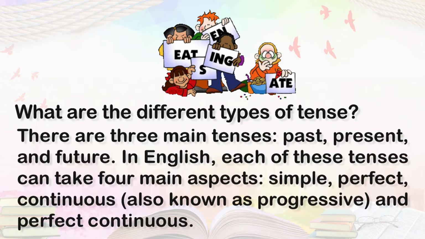There are three main tenses: past, present, and future. In English, each of these tenses can take four main aspects: simple, perfect, continuous and perfect continuous.